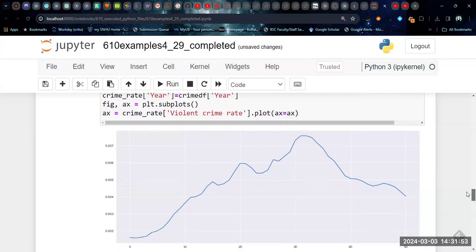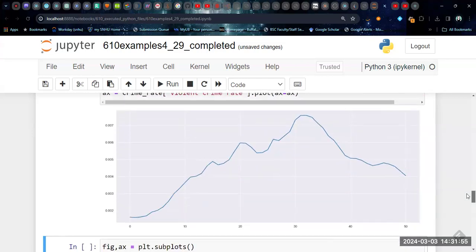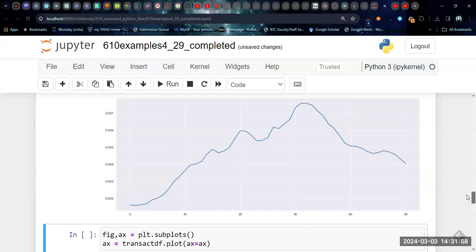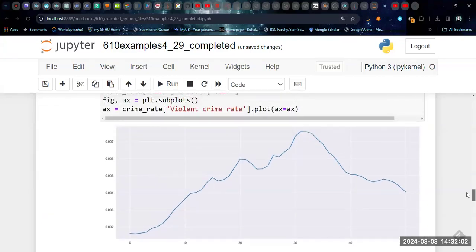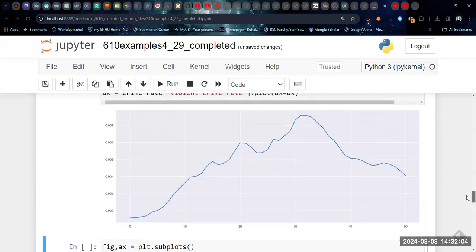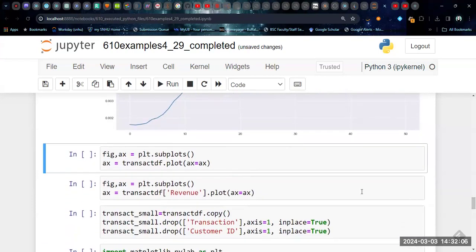So again, the rates are actually more relevant when we're dealing with different population sizes than when it's just the counts. The counts are not very useful, generally speaking.